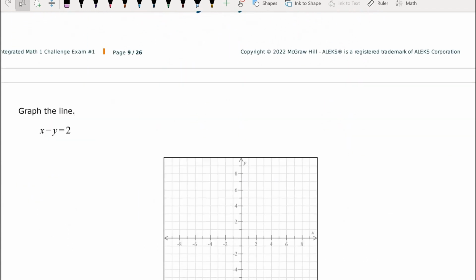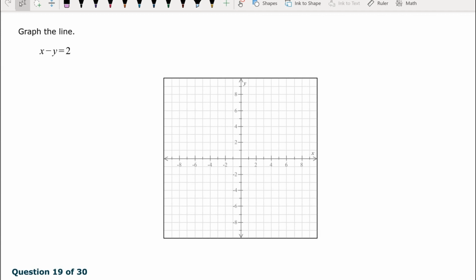Alright, we're heading to problem 18. Graph a line. As you see, there's a lot of graphing in this test so far, so make sure you understand how to graph a linear equation. First you need to get y by itself. So subtract x from both sides. Negative y equal to negative x plus 2. We want y alone by itself. Divide by negative 1 on both sides.